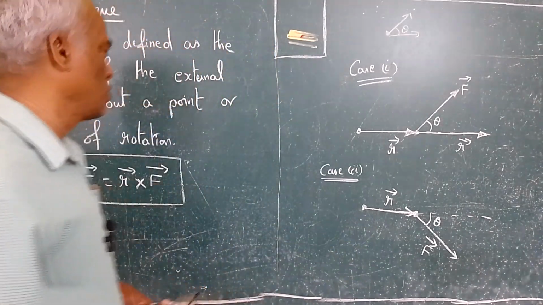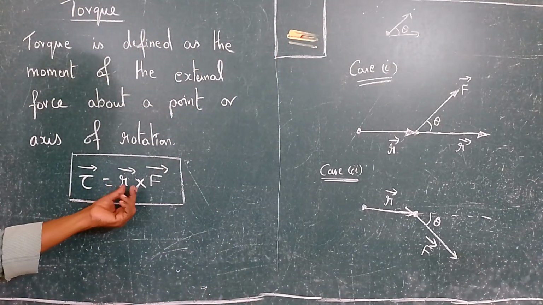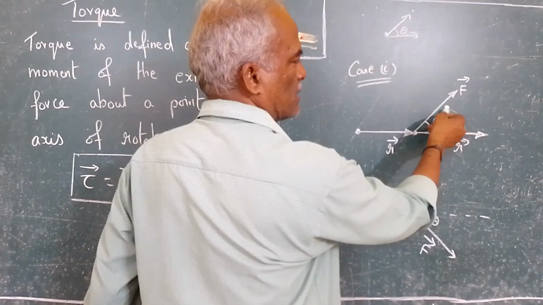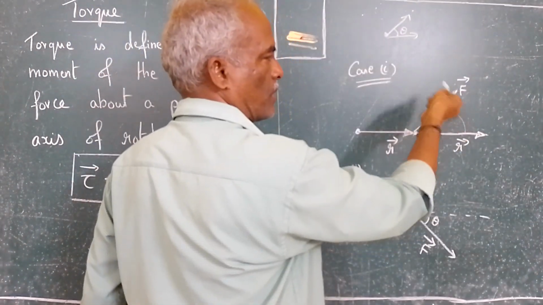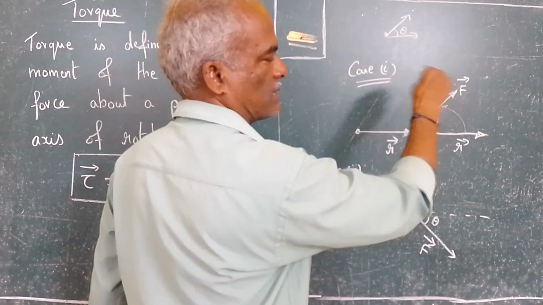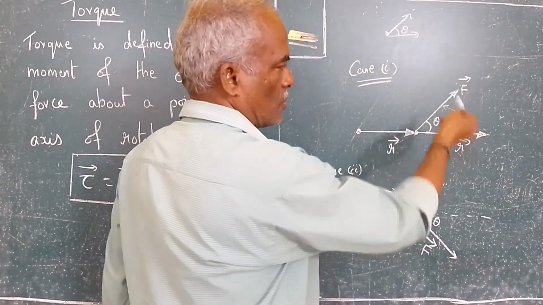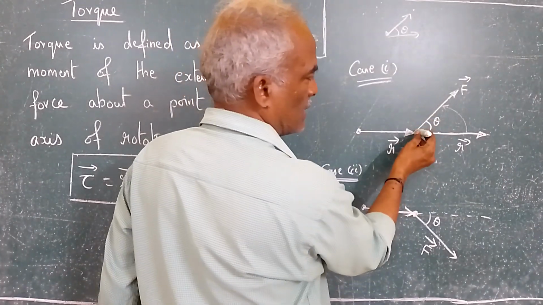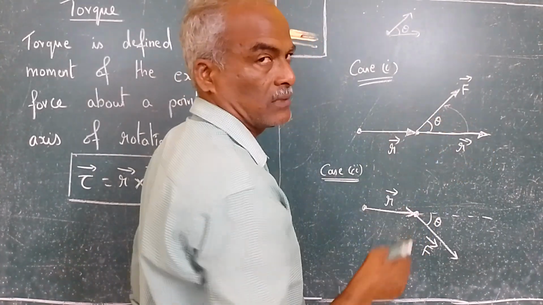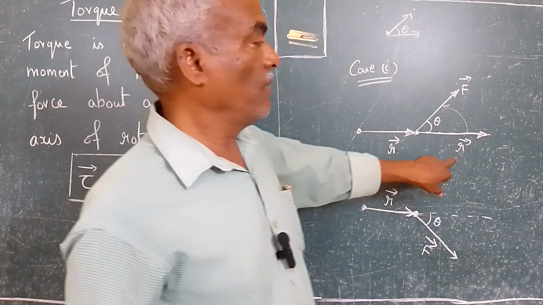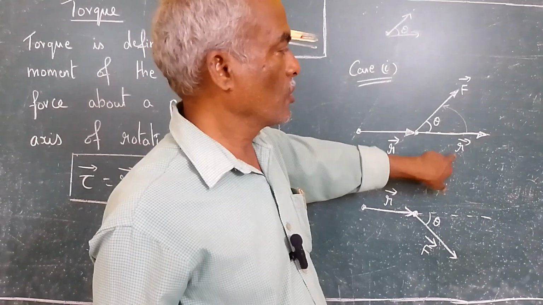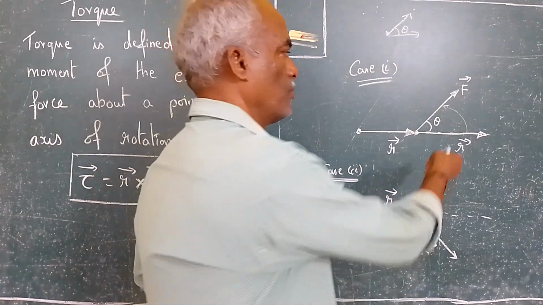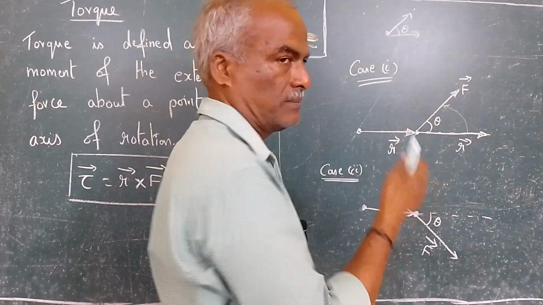Now the formula for torque is R vector cross product with F vector. That means R vector is acting on F vector. That means it is anti-clockwise. So when it moves anti-clockwise, the resultant will come in this direction. That means when R vector cross product with the F vector, this is hitting like this. So it moves in the anti-clockwise.